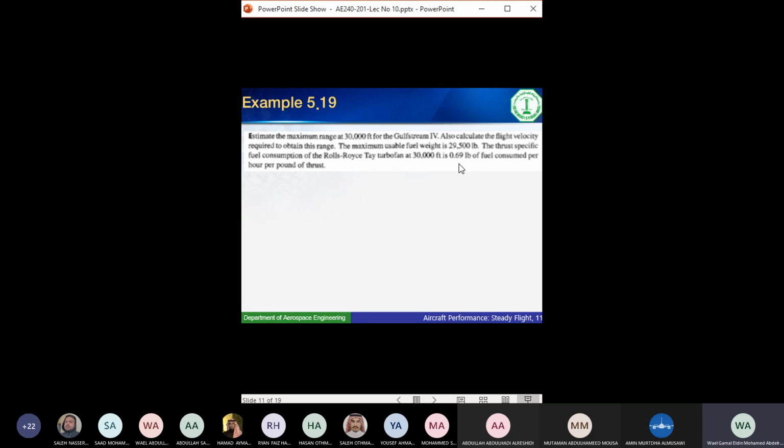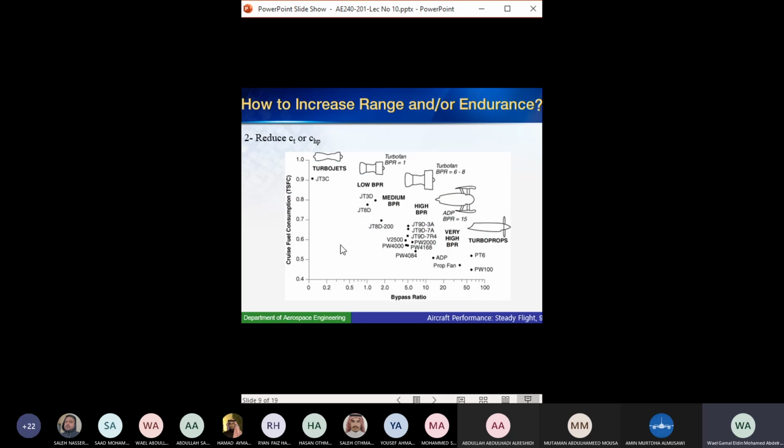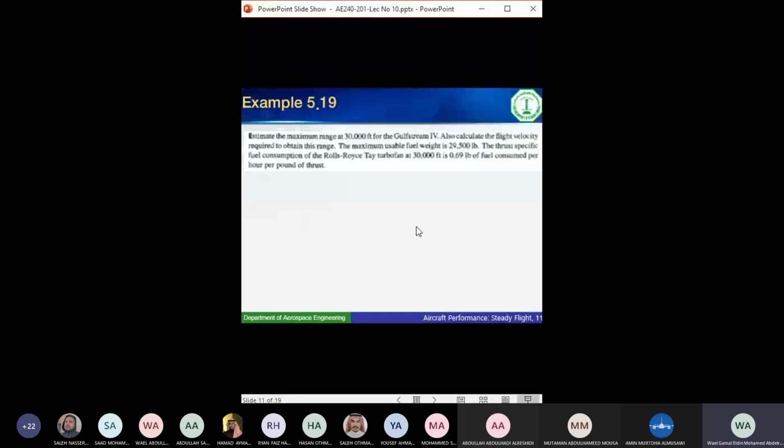Now you should start to develop some sense of the numbers so that you can judge when you see a number if it makes sense or not, so that when you make mistakes later on in a homework or a quiz, you can go back and say, no, that value doesn't make sense. I need to revise that. 0.69, you see, 0.69 here, it would be somewhere in here. Now that's a turbofan, so yes, it is within the range. It's not very high, it's not very low.